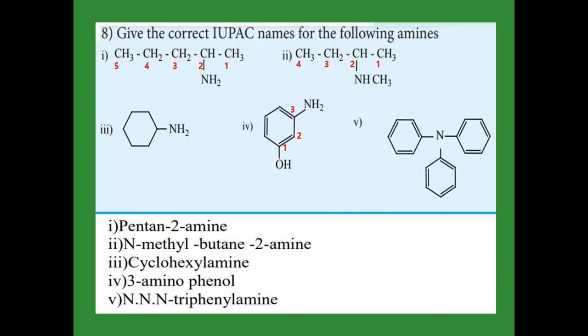cyclohexylamine. Then the fourth one, here I put the numbers. The first number goes to OH. So benzene with OH means it is a phenol, and the third position contains the amine. So 3-aminophenol is the IUPAC name. The next one, that nitrogen is surrounded by 3 phenyl groups. So N, N-diphenylaniline, triphenylamine is the IUPAC name for this compound.